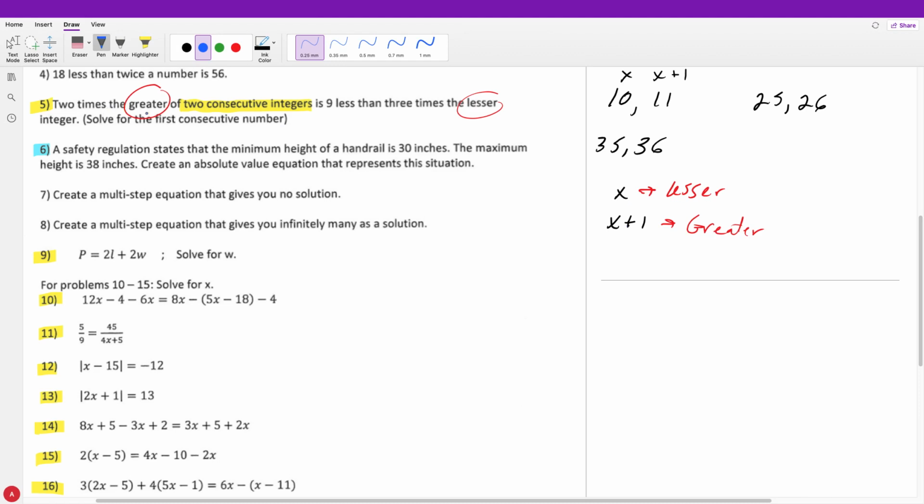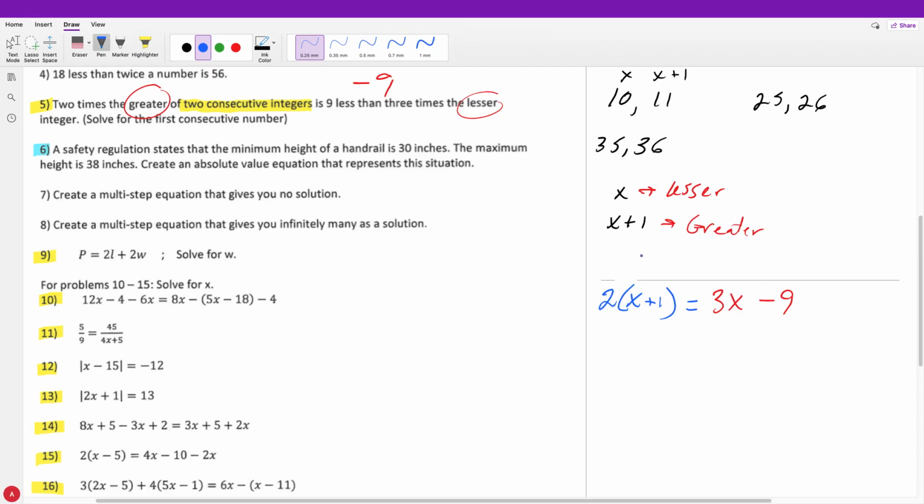So when we're creating our equation, we're going to use these to represent the lesser and greater. So 2 times the greater of the 2 consecutive integers. So our greater one is x plus 1, so 2 times x plus 1 we know is equal. And then it says 9 less than 3 times. So when we know it's 9 less, I know that means it's going to be minus 9. So 3 times the lesser integer, well, the lesser integer is x, so 3 times x minus 9.